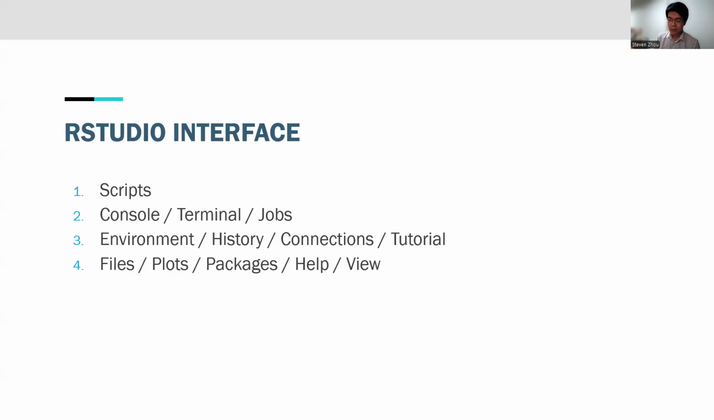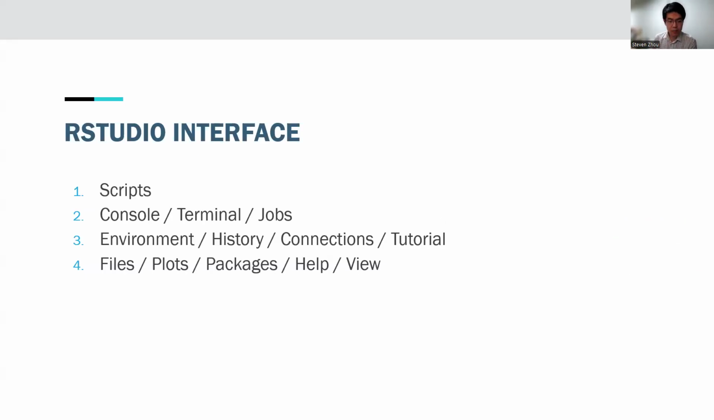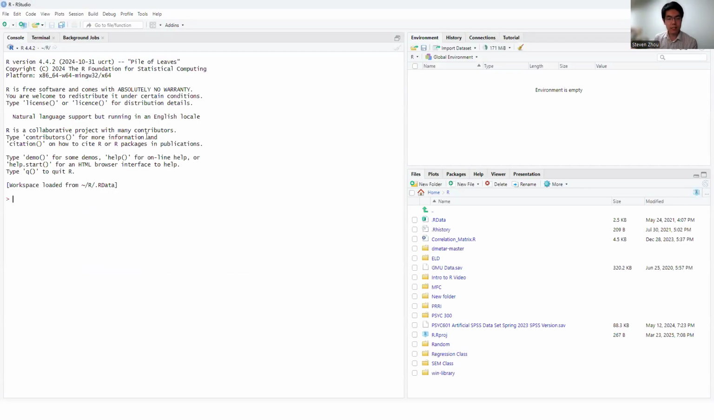All right, if you're back, that means you were able to get R installed, and then RStudio, and everything's open. So now we're going to learn this RStudio interface. This is the interface, and there's four things I want to show you: the script, the console, terminal, jobs, environment, history, connections, tutorial, files, plots, packages, help, and viewer. They're divided into four different segments on your screen, with the exception that scripts doesn't appear by default. So there's three sections to start.